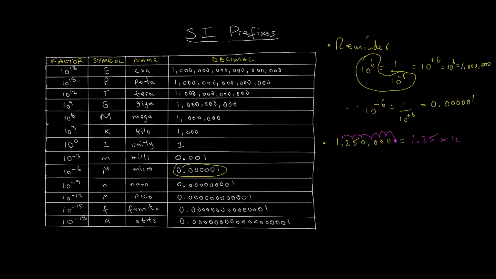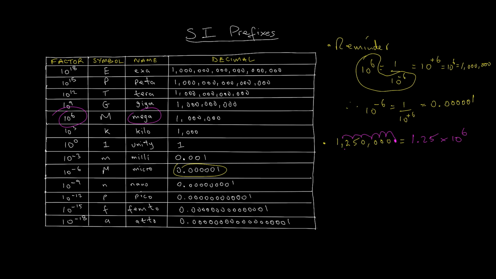1.25 times 10 to the power, so I've moved the point left, so we're going to have a positive power. How many places have I moved? That's going to be the power. Okay, 1, 2, 3, 4, 5, 6. 1.25 times 10 to the 6. So we've utilized this factor here. Okay, and it's mega.